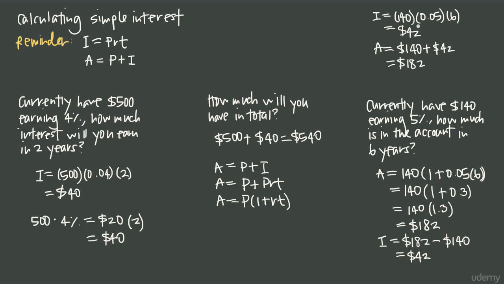So you'll notice that there's several different ways you can go about doing this, but they all come back to this core formula of the interest is the principal times the rate times the time, and of course that the amount in the account after a certain time is whatever you started with, the principal, plus the interest.